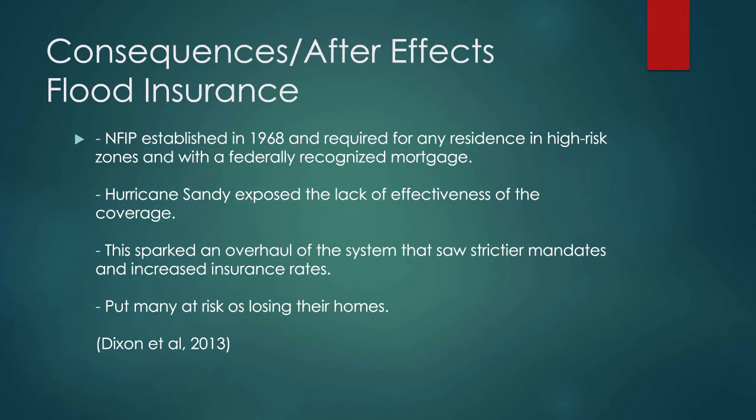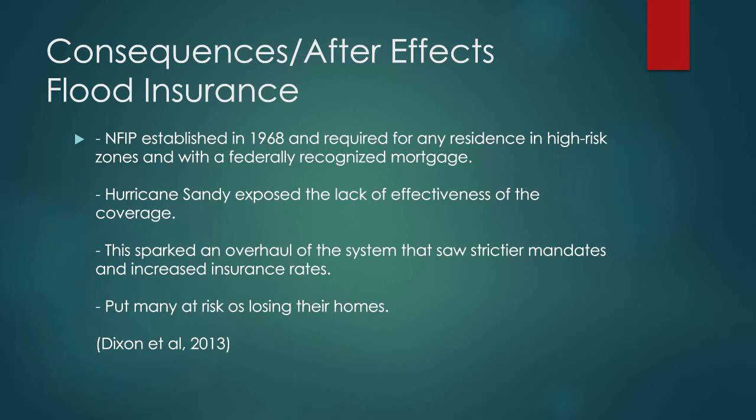Hurricane Sandy had various environmental consequences and after effects, one of these including flood insurance. So the National Flood Insurance Plan was established in 1968 in New York, and it was required for any residences that were located in high-risk flood zones and who had a federally recognized mortgage. And so any houses that met these mandates had to register for the insurance plan. But the problem was that many residences did not actually meet these mandates and therefore did not have to register for the plan. And so basically when Hurricane Sandy hit, the lack of effectiveness in the coverage of the program was exposed, which basically caused an entire overhaul of the system.